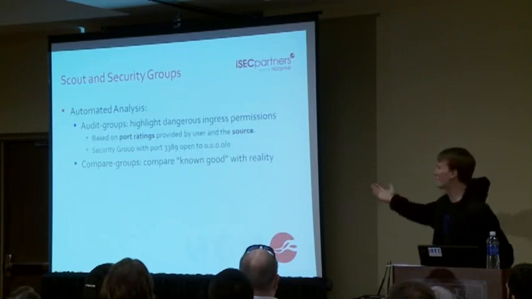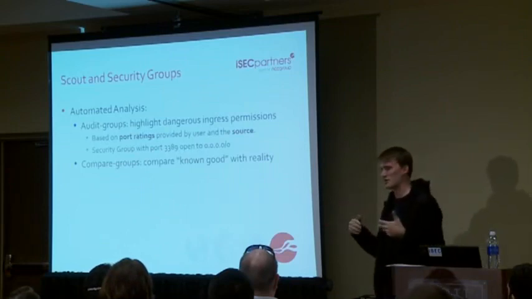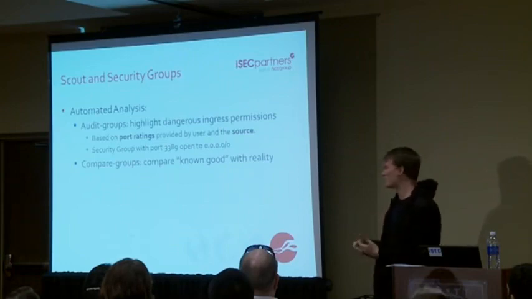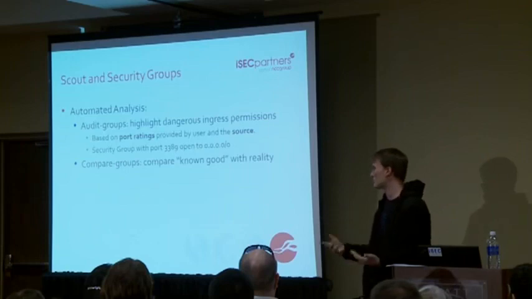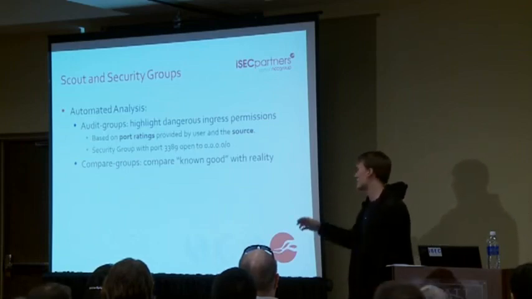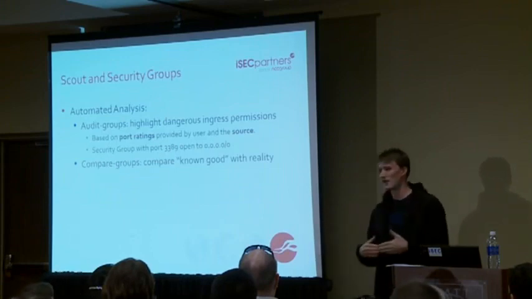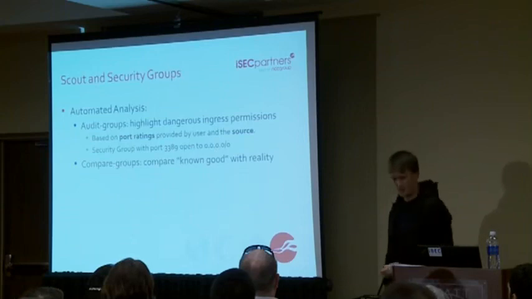And then finally, compare groups. So you want to compare known good with reality. What you can do is provide Scout with additional information, perhaps like a pristine configuration. Maybe when you first rolled out your EC2 instances, this is what it should have looked like. And then Scout will compare that with reality, diff the two, and then say, this is what's wrong, or this is what's really out there.